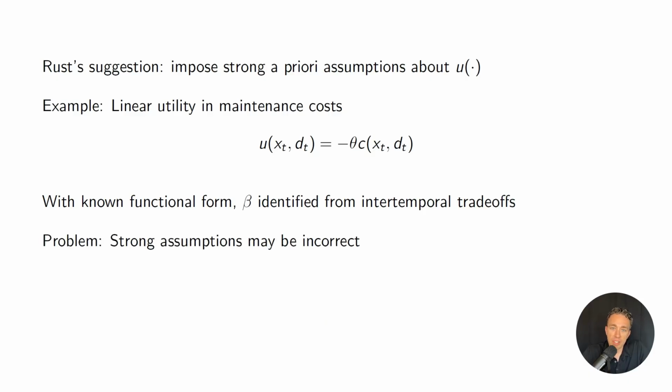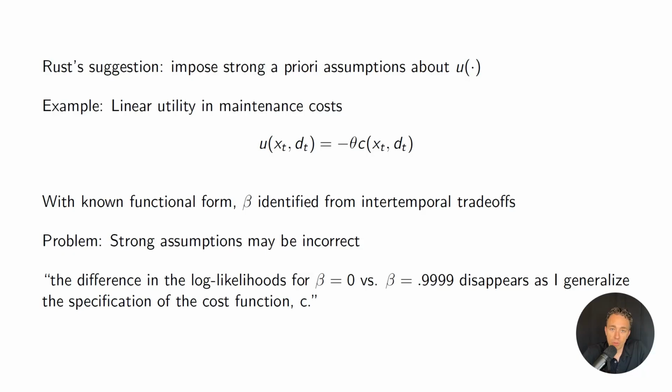But the problem with this is that the assumption may not be correct that utility is linear in the maintenance cost. And Rust points this out in that same footnote 12. He says, "The difference in the log likelihoods for the myopic and the beta equal 0.999 case disappears as I generalize the specification of the cost function C." So he's just saying if we let the cost function be more flexible, then we lose the ability to separately identify the discount factor. So these two things are confounded in his example.